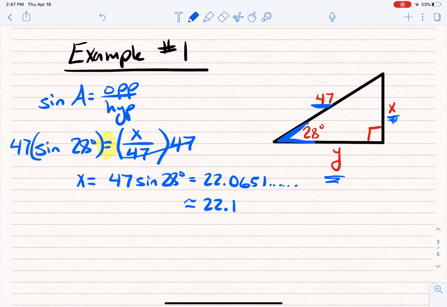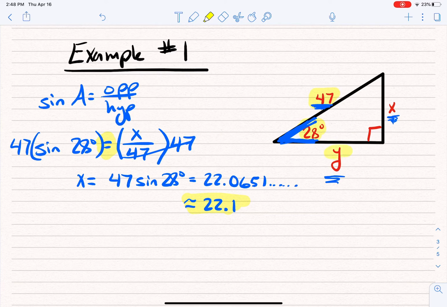Well, again, let's look at the perspective of being at that 28 degrees. At that 28 degrees, what is y? Y is the adjacent side. And what side do we know? Well, we know the hypotenuse. We also now know the opposite side, x, at 22.1, but this is some decimal approximation that we rounded. So we really don't want to use that value unless we have to. We want to go back to any numbers that were given in the equation, like 47 and 28 degrees.